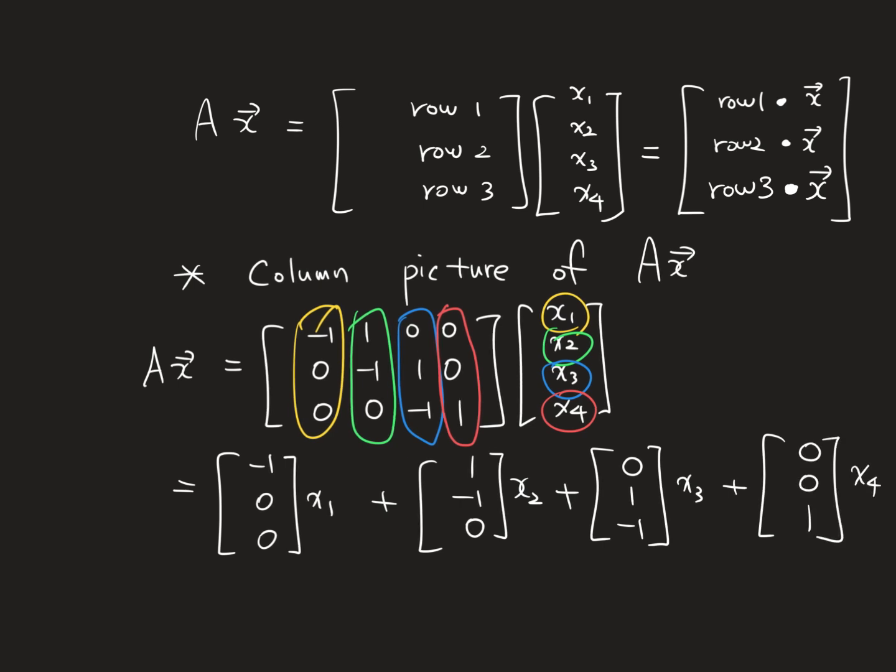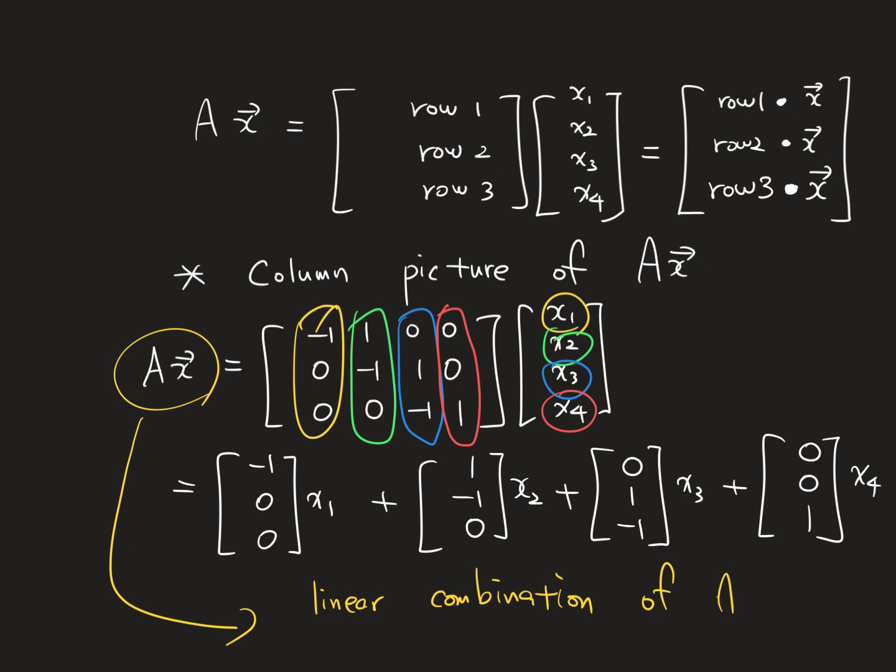So this is the column way, or just the column picture of Ax. And we can see that Ax is just a linear combination of A's columns, okay?